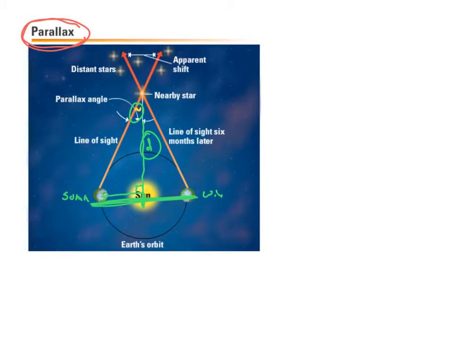Now the idea of parallax isn't new. The ancient Greeks tried to do this to prove that the sun was in the center of the solar system, but unfortunately they didn't have telescopes, so they weren't able to take accurate enough measurements to use this. Parallax is really good for measuring close stars, but it doesn't work too well with further away stars.